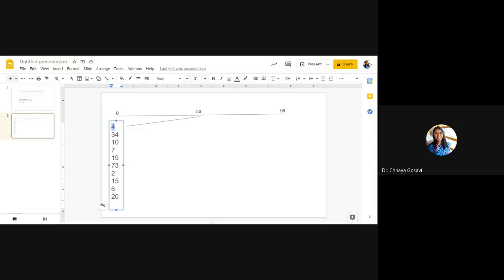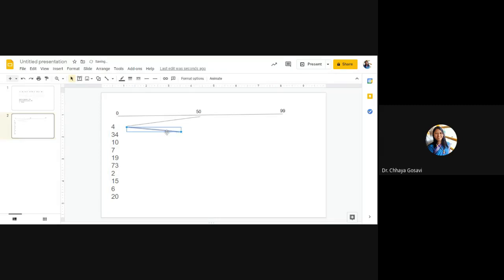From 4, it is 34, to 10, then 10 to 7, 7 to 19. Now this 7 is on this line, okay? This is our line of number of cylinders, 0 to 50, 50 to 99. Assume that this is at 4, this is at 34, this value is 10, this value is 7, like this. Then 19.